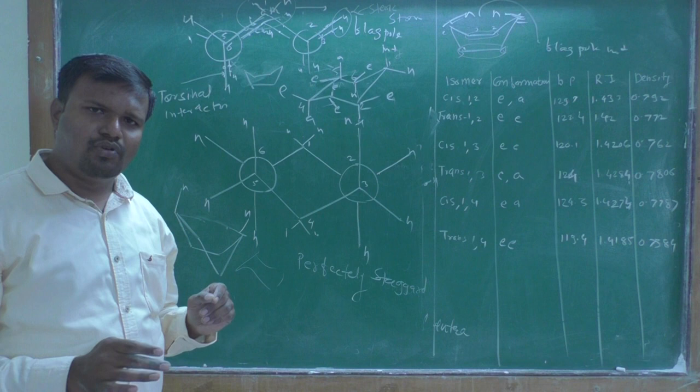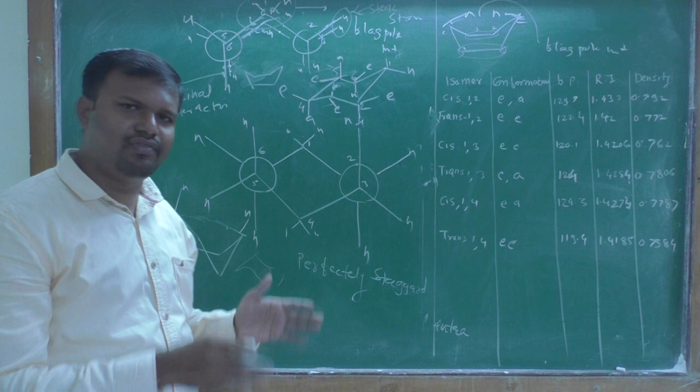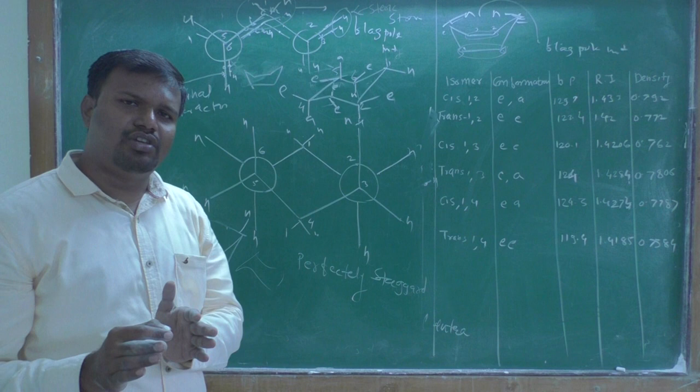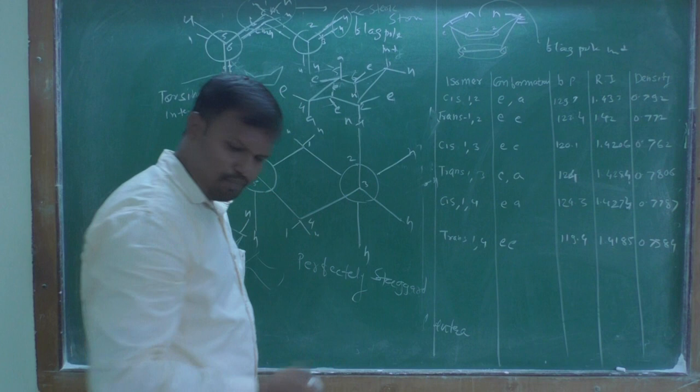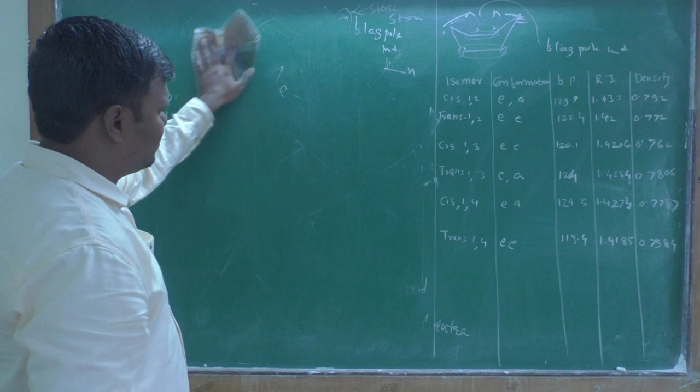The twist boat is the second most stable one. First the chair is stable, then the twist boat is stable, then the boat is stable, and at the last the half chair is stable. Okay, the half chair is looking like this, you can see here, the half chair is looking like that.